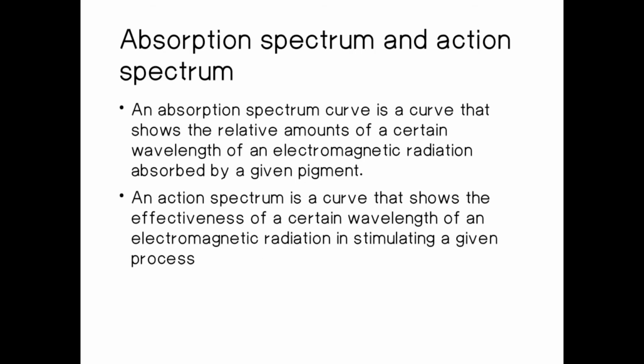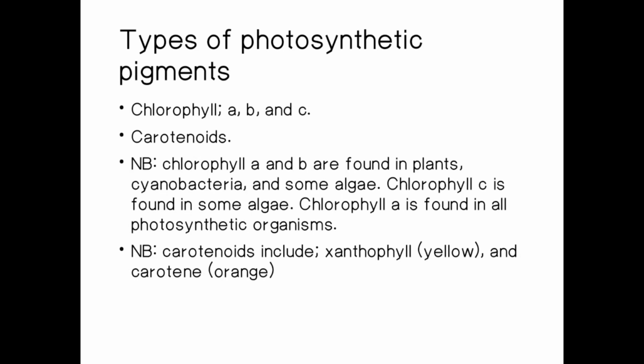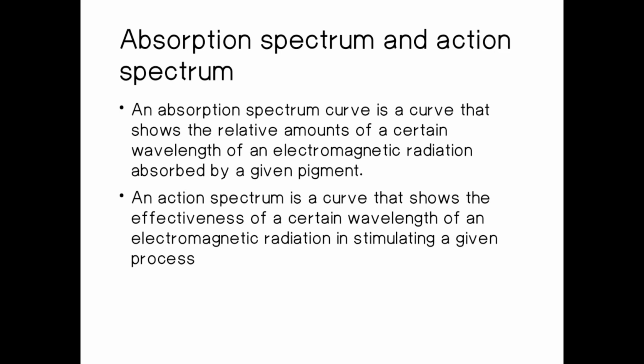So now we have looked at the types of pigments, but where do we get the evidence that these pigments are the ones that trap the solar radiation used in photosynthesis? The evidence comes from what we call an absorption spectrum and an action spectrum. An absorption spectrum is a curve that shows the relative amounts of a certain wavelength of an electromagnetic radiation absorbed by a given pigment.